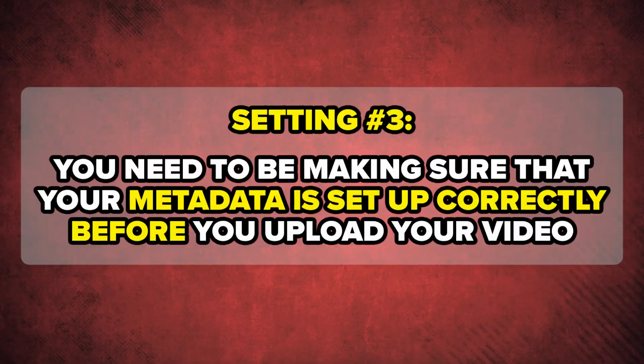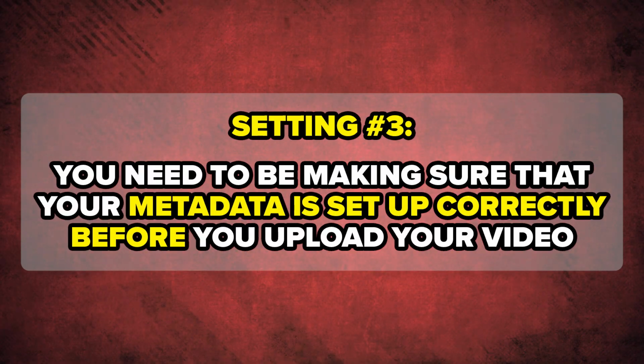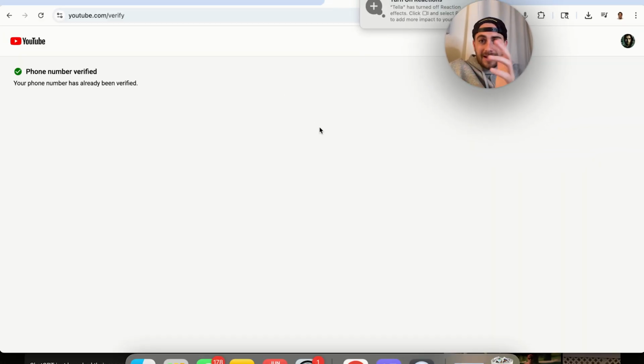Now the third setting is you need to make sure that your metadata is actually set up correctly before you ever publish a video on YouTube, because if this isn't set up correctly, it could be destroying your views without you even realizing it. Okay, now the next set of settings that you need to make sure that you're checking is going to be relevant to the content that you're posting.